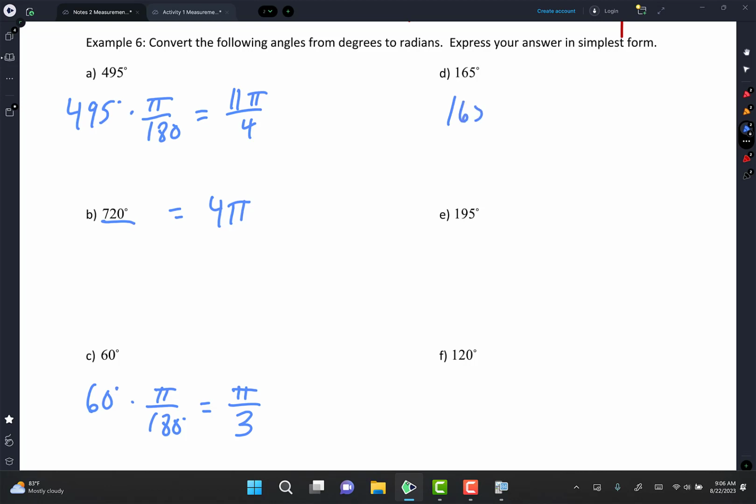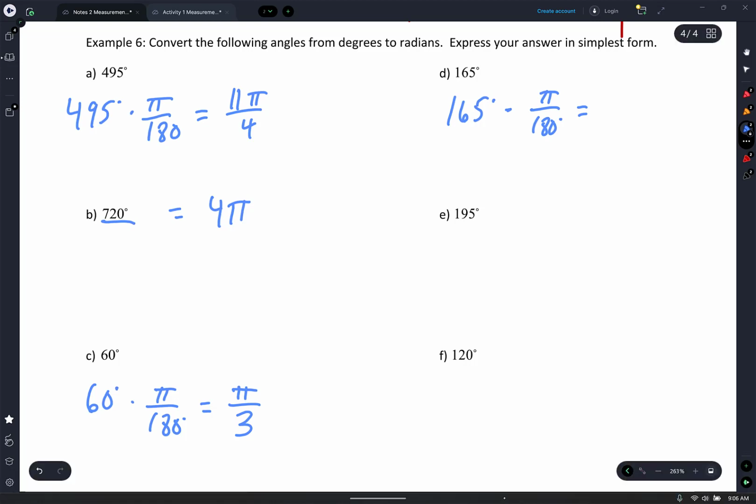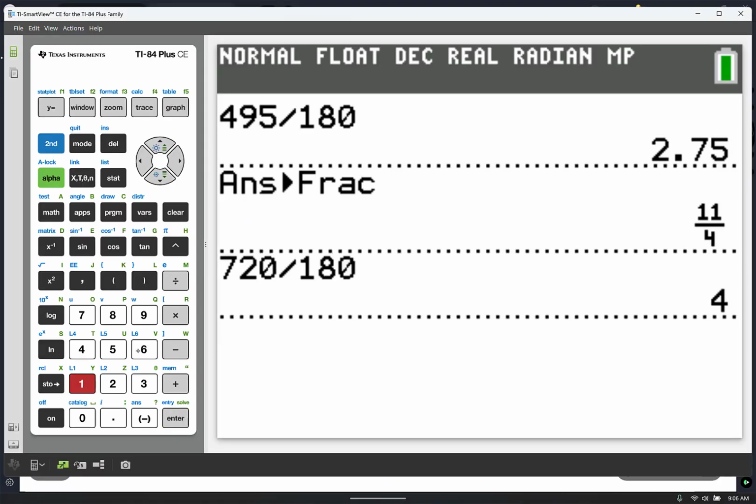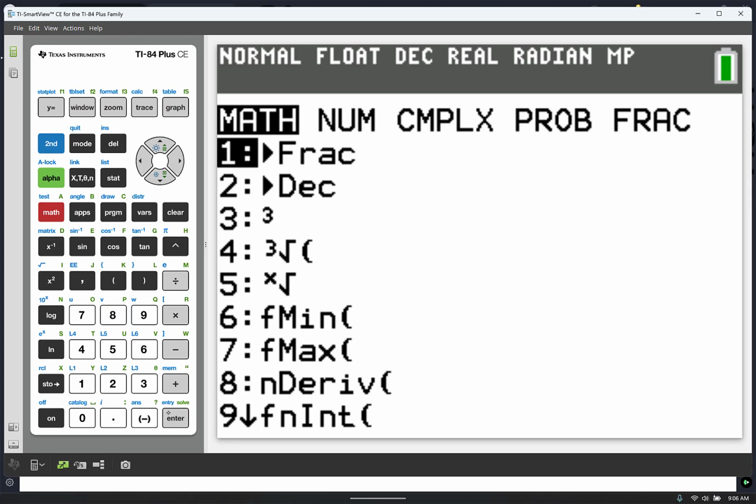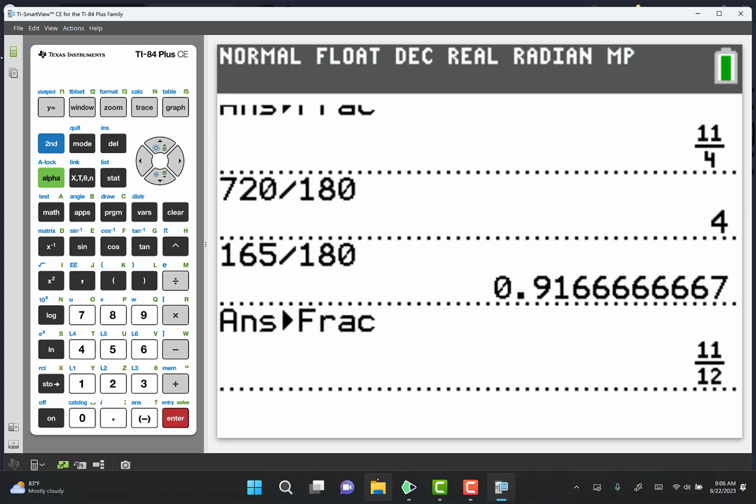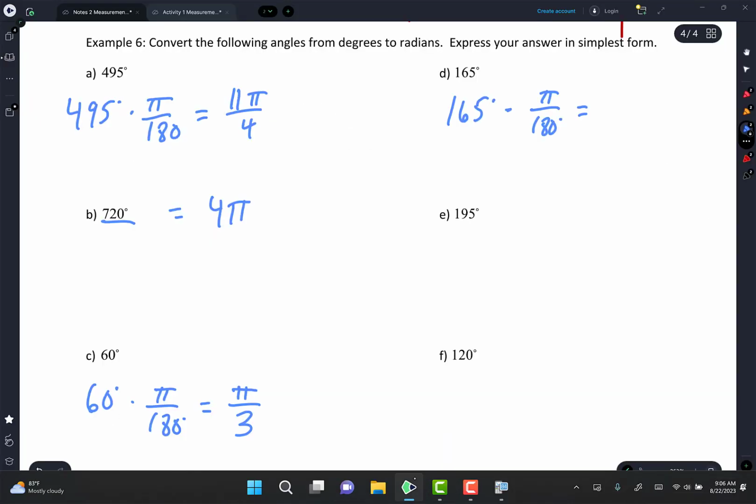I take the 165. I multiply it by pi over 180. And let's see what I get. 165 over 180, turn it into a fraction. 165 over 180. And math, fraction, enter. 11 pi over 12. Right. I want you guys to have a good sense of numbers. So I'm going to go really slow with this one, guys. So everyone pay attention real quick.